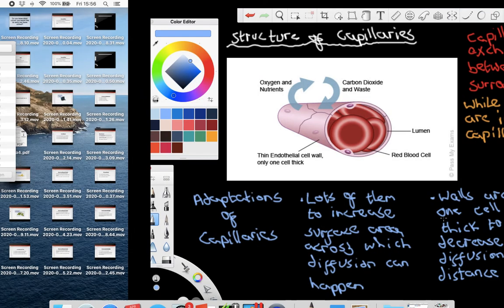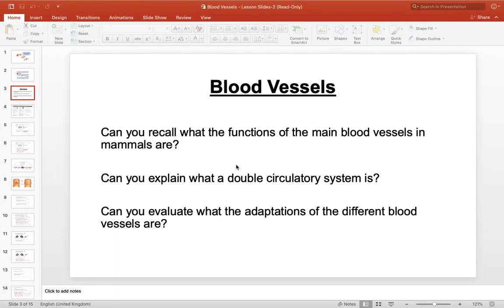So if we return back to our learning objectives, you should be able to tell me the adaptations of different blood vessels. You should be able to tell me what a closed circulatory system is. We'll talk more about a double closed circulatory system next lesson. And you should be able to tell me the functions of the major blood vessels.